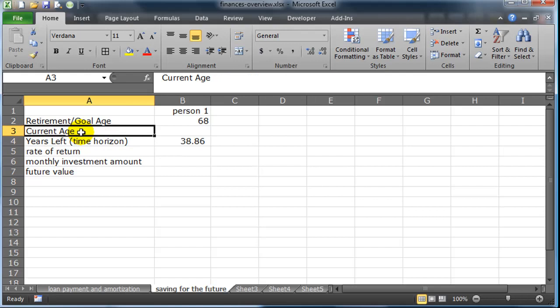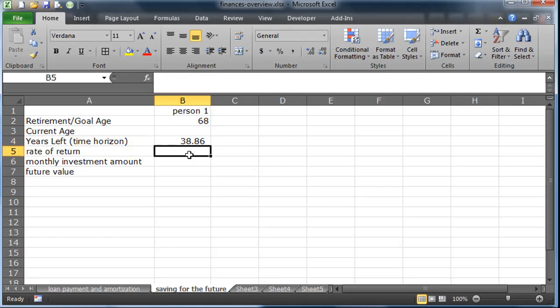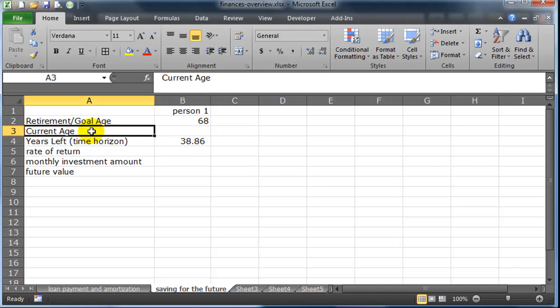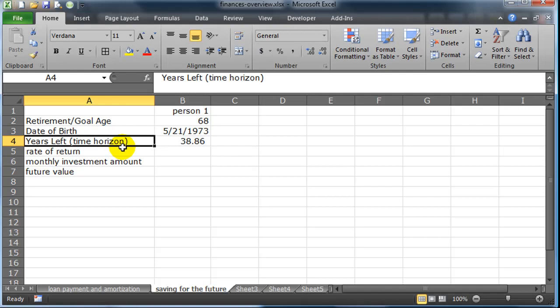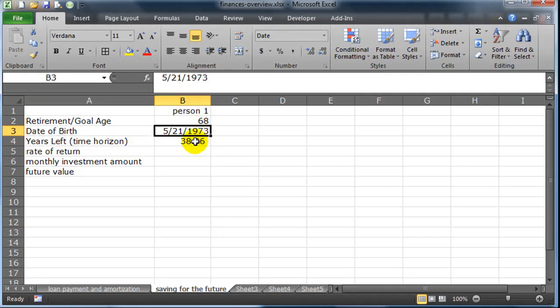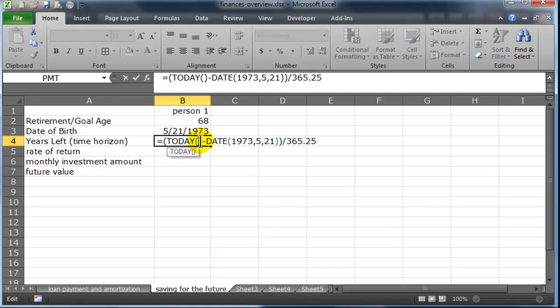But if you want to be able to change it easily, well, you want to be able to do that too. So I think what I'm going to do is instead of current age, I'll put in date of birth. And I'll put in 5/21/73. So now I have a date of birth up here. And now my years left can refer to my date of birth. So I'm going to edit this formula. Instead of subtracting the date, I will subtract the cell that contains my birth date.